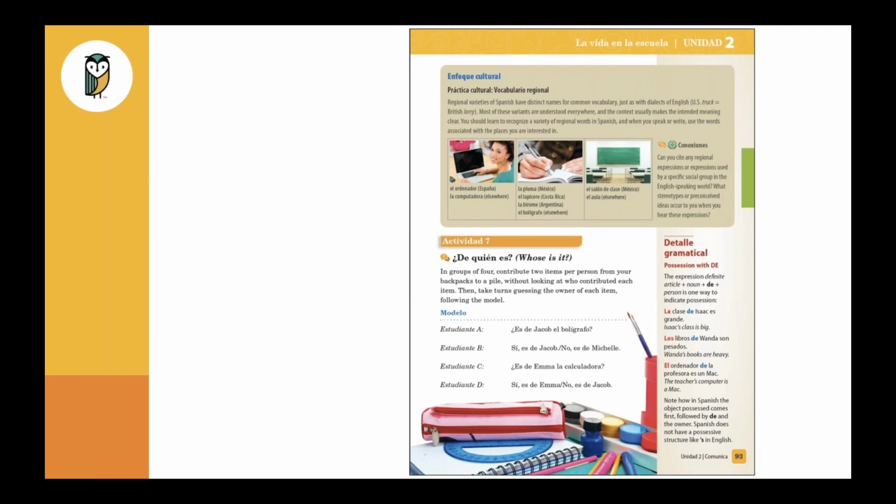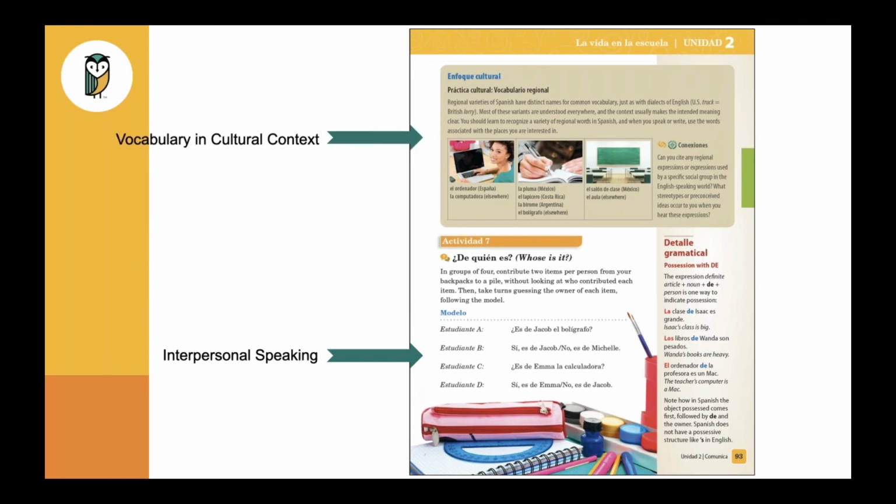In Actividad 7, learners continue to deepen their understanding and retention of the vocabulary in a small group speaking activity. And then, of course, knowing about cultural products, practices, and perspectives lays a foundation for intercultural reflections. So you will also find sections called Enfoque Cultural that ask students to reflect on various aspects of the vocabulary within a cultural context.